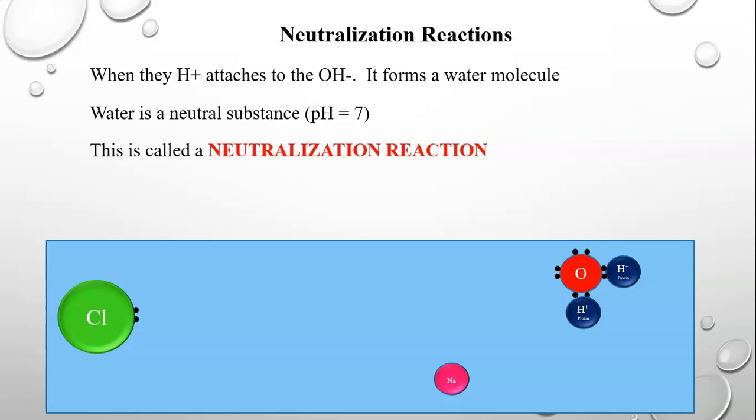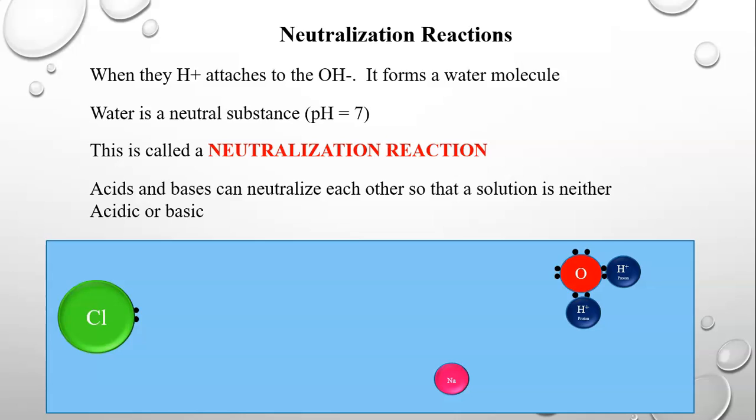This is called a neutralization reaction because you took an acid, which is acidic, obviously, and a base, which is basic. You put them together, and now you have neither an acid nor a base. You have a neutral substance, which is what water is. Acids and bases can neutralize each other so that a solution is neither acidic or basic.